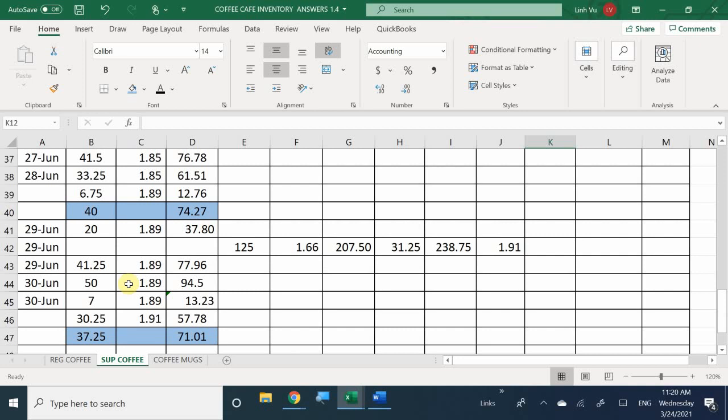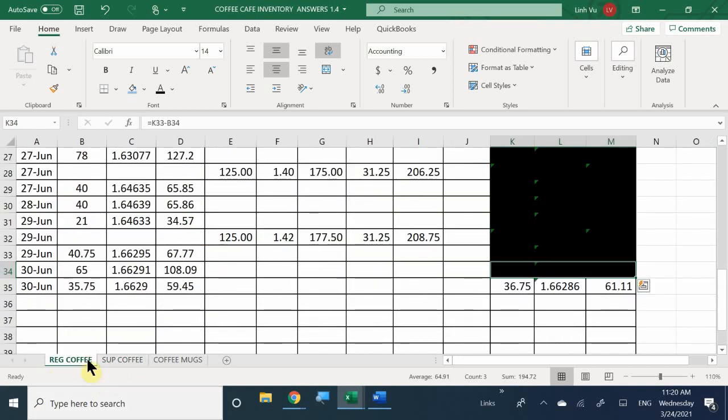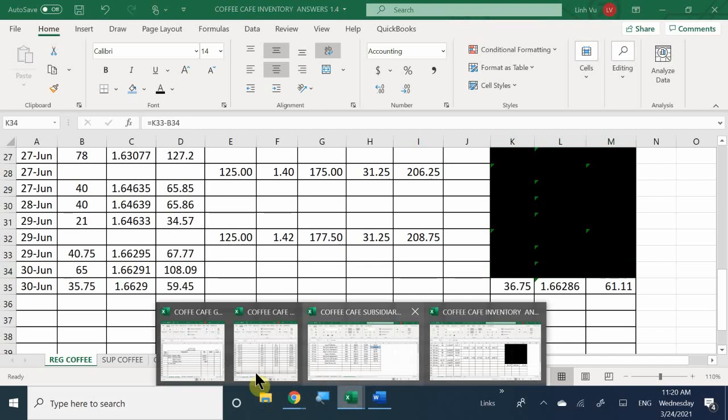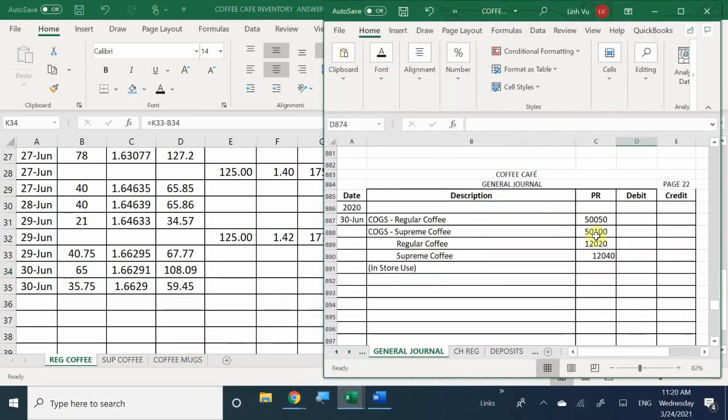180.97. So let's plug in our numbers. We have 71.01 for Supreme, and we have 59.45 for our regular. Cost of goods sold for the regular was 59.45, and the other one was 71.01.